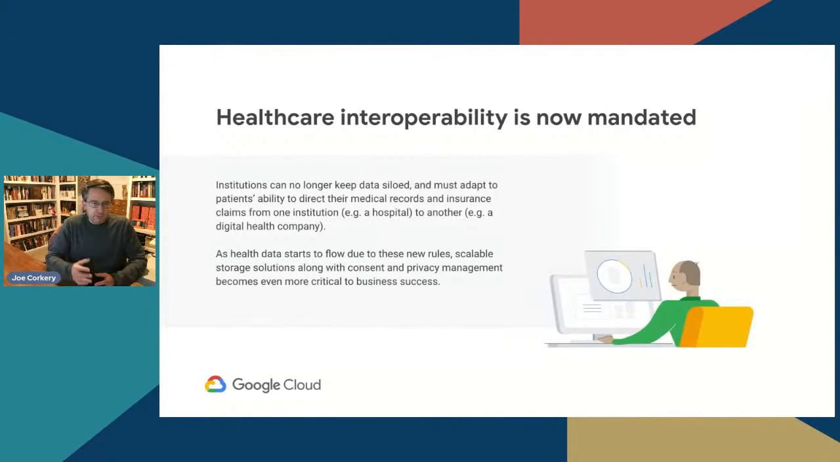Coupled with that, regulatory mandates are driving healthcare interoperability so that healthcare data will no longer remain siloed, and patients will be able to access their medical records, and data sharing between providers and payers and their members and providers and their patients will be much more accessible through an API-based infrastructure. And as the data starts to flow, in compliance with these new rules, they're going to need scalable storage solutions along with intelligent consent and privacy management capabilities that will be critical for success for healthcare application developers to really be thinking about from the beginning.